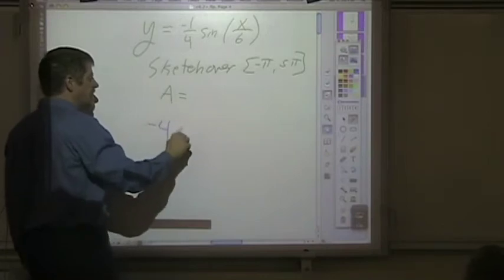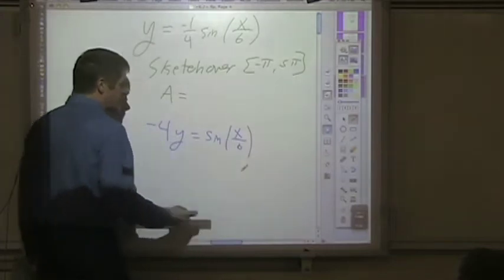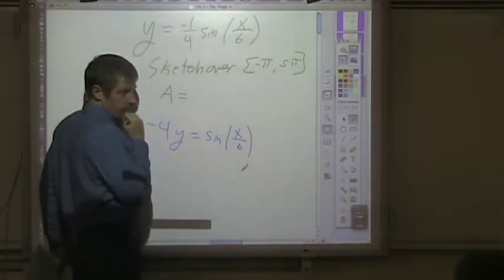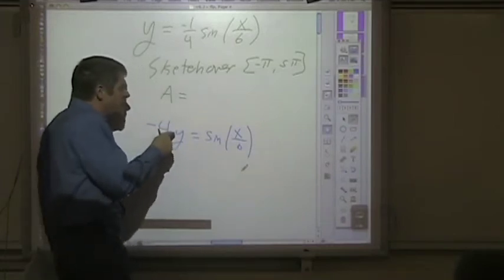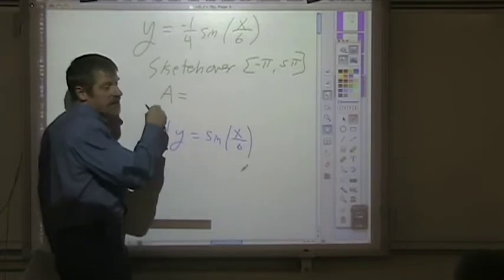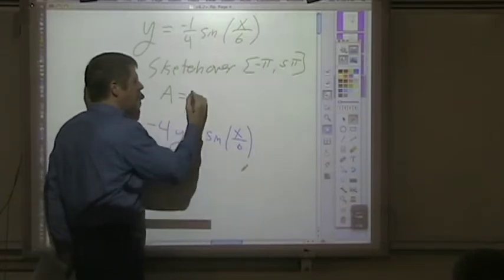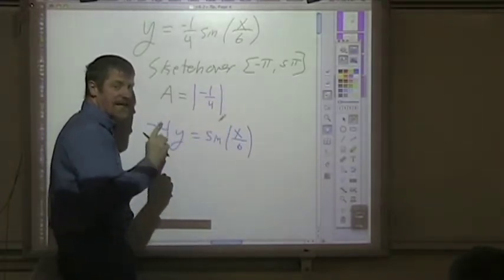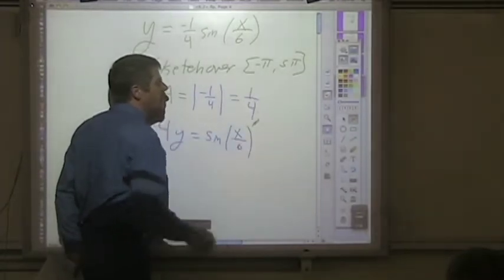So if I write this as negative 4y equals sine of x over 6, you see that the vertical stretch factor is really what? 1/4. Yeah, the amplitude is 1/4. The vertical stretch factor is negative 1/4. So that means we're going to take our sine parent, reflect it over the x-axis, and compress it by a factor of 4. But the amplitude is, by definition, the absolute value of the vertical stretch factor, which in this case is 1/4.